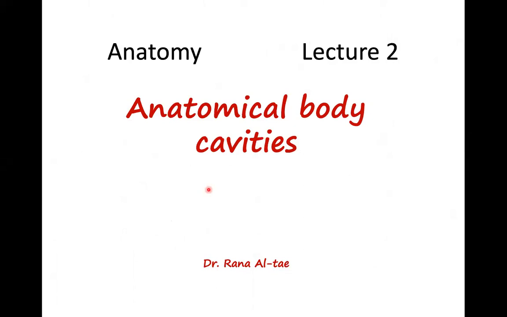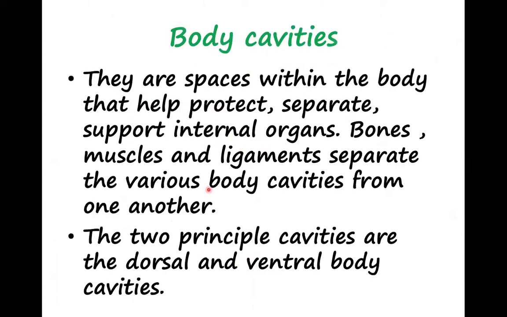We will describe in this lecture the anatomical body cavities. As we all know, inside the body we have spaces, and these spaces are usually for allowing a surface for several organs, for protection of the inside of these organs. They are generally divided into two main cavities: the dorsal cavity and the ventral cavity.